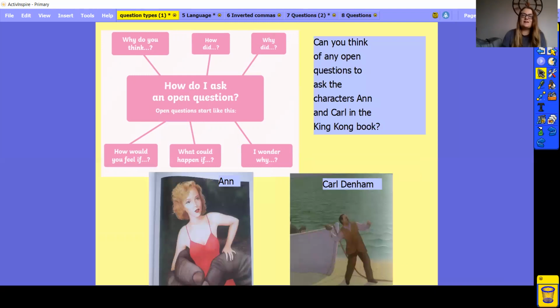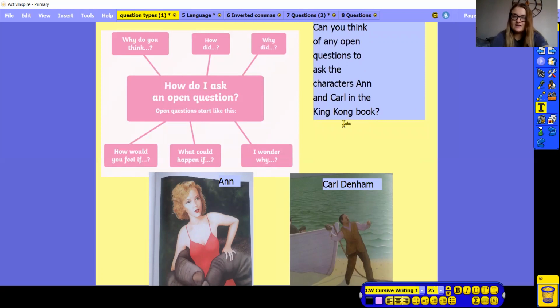Okay, so like before, what I'd like you to do now is think of some questions that you could ask the characters Anne and Carl in the King Kong book. So you can use the question starters here. So you've got, why do you think, how did, why did, how would you feel if, what could happen if, and I wonder why. So again, just like in the last task, what I'd like you to do is write the character's name first. So we'll start with Anne, and then underneath you can write your question.